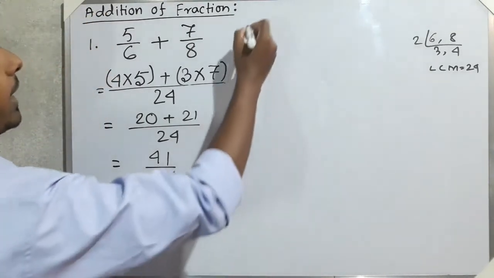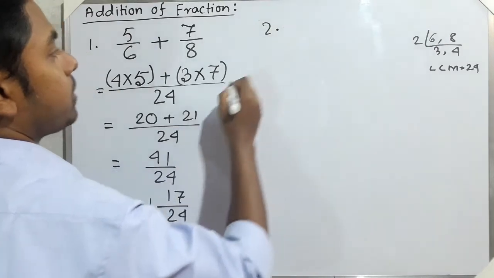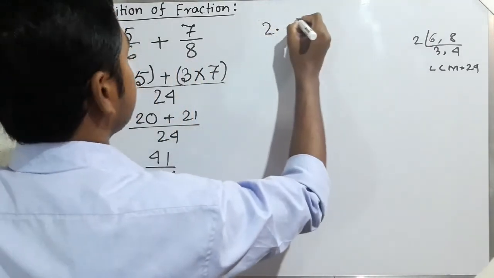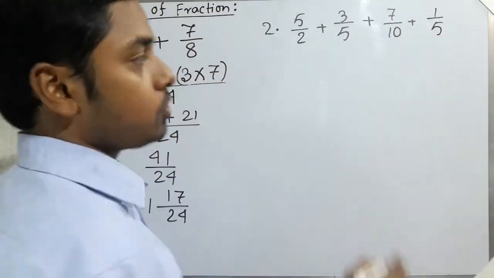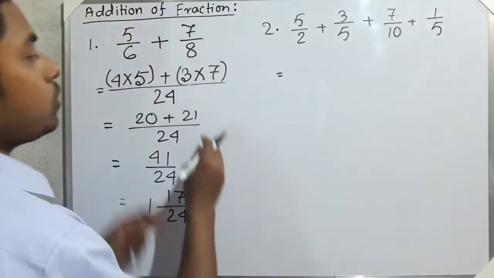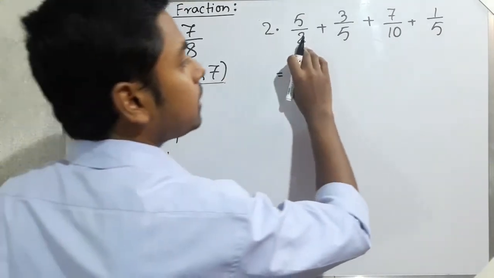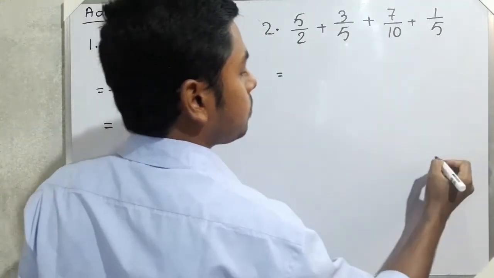Okay, now I'm taking another question. We have taken two fractions here. Suppose we are taking three fractions and we have to add. So what do I have to do? Same thing, the same process as we have done here. First of all we have to find the LCM of the denominators. So what is the LCM?